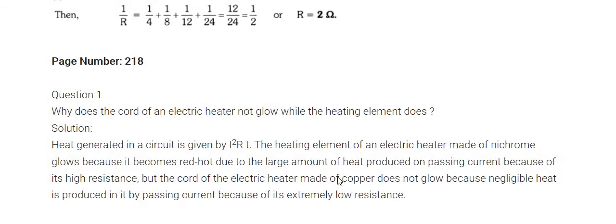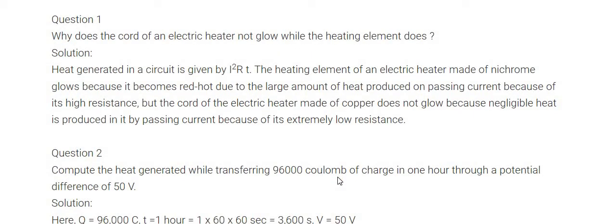Now next move further. Why does the cord of an electric heater not glow while the heating element does? As we know, the heat generated in the circuit is given by H equal to I squared R T. The heating element of the electric heater is made of nichrome, which glows because it becomes red hot due to the large amount of heat produced on passing current, because of its high resistance.